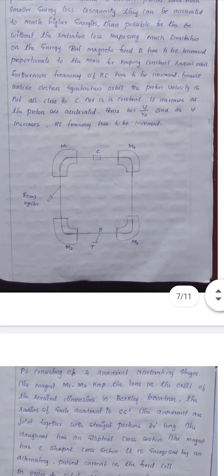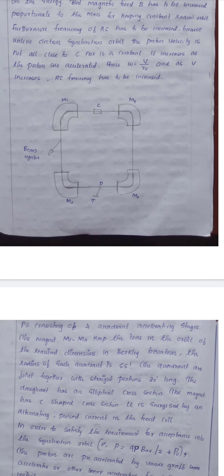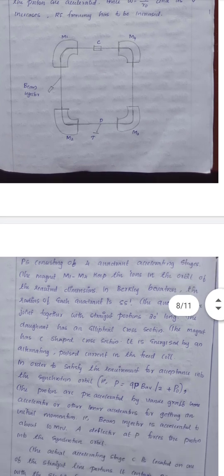Here is the figure of a proton synchrotron. There are 4 magnets, M1, M2, M3, M4, and a beam injector. When we give the protons here, they must be pre-accelerated. Then next is the PS, that is the proton synchrotron, consisting of 4 quadrant accelerating stages.